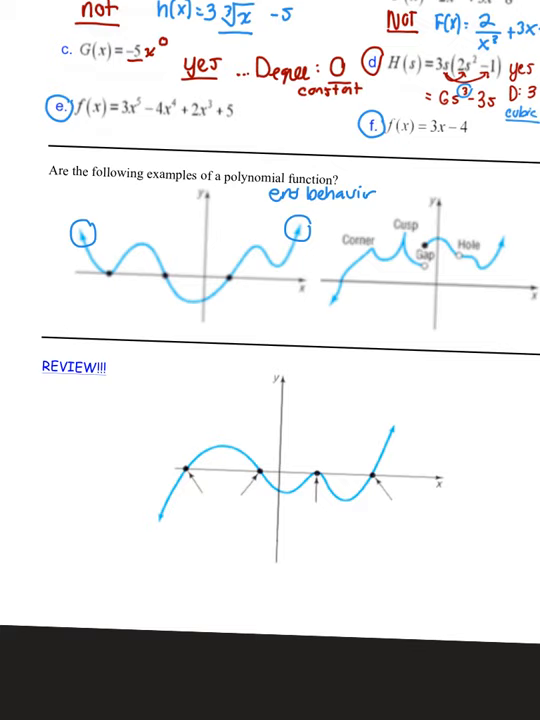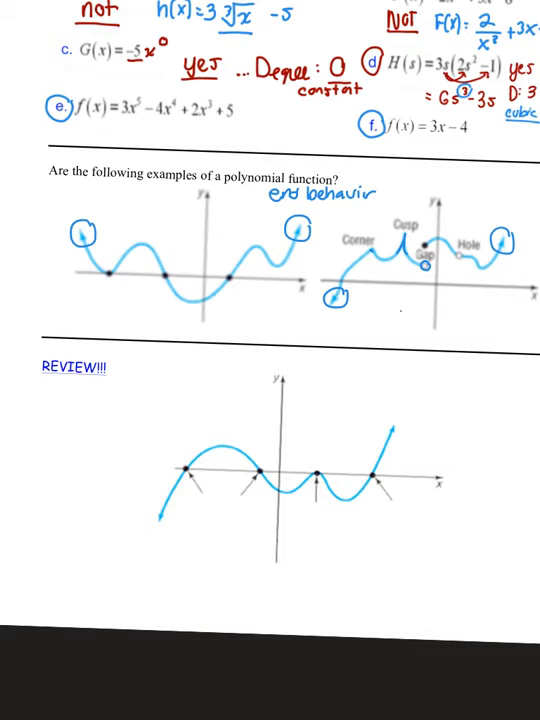And we have some where they might be pointing in opposite directions, like this one. Okay, in these polynomial functions, you'll notice that there could be a variety of different kinds of turning points. This one has a corner, kind of a cusp. There's a hole in the graph.